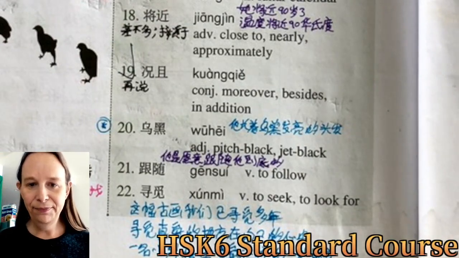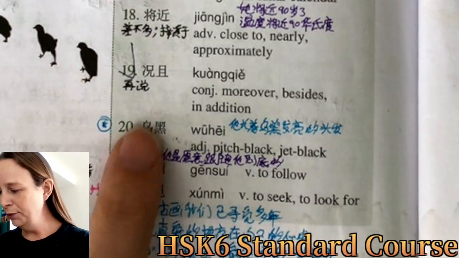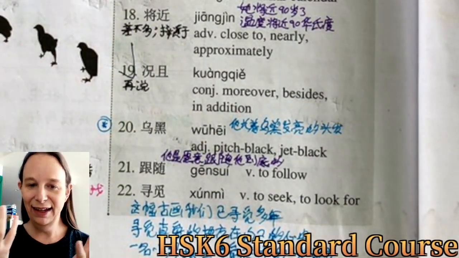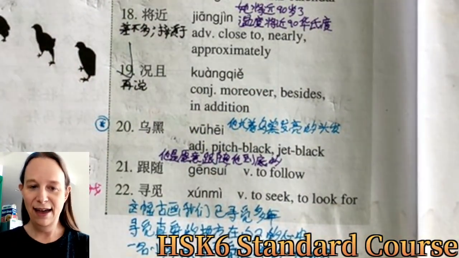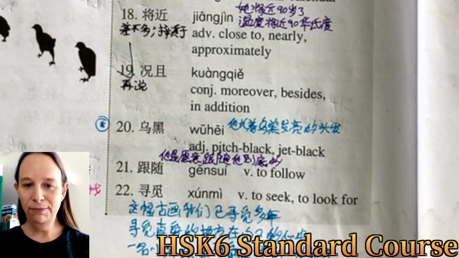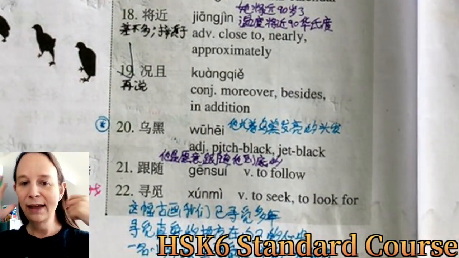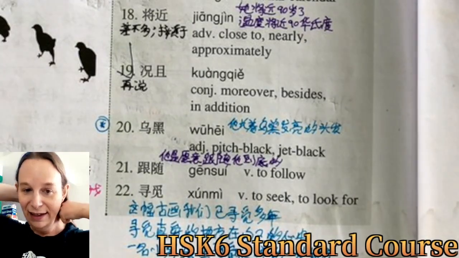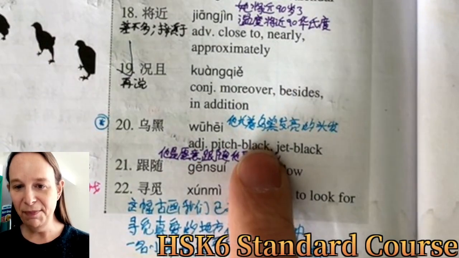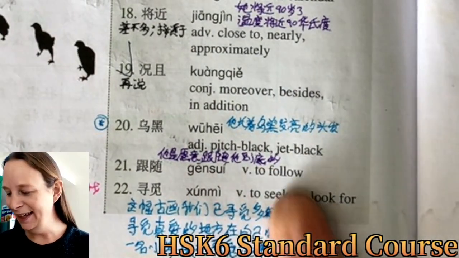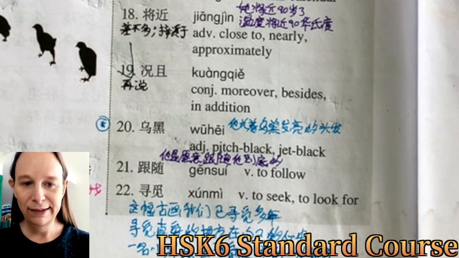All right, next. 乌黑. Okay, so there's quite a few words like 乌黑, where it is a color or an adjective, and you append a word or a character to modify the adjective to make it more specific. So 乌黑 is not just black, it's pitch black, jet black. So we do it in English as well, you can see. Pitch black, jet black. 乌, what is 乌?